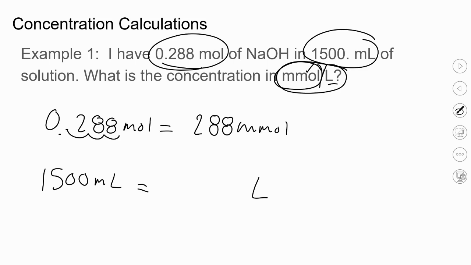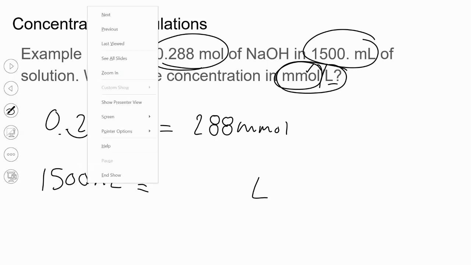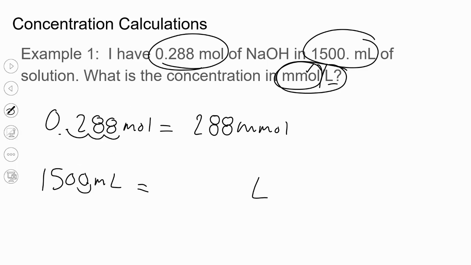How many liters is that? So we're gonna do the opposite. We'll divide by 1,000, and so we're gonna move our decimal 3 times. 1, 2, 3. Divide by 1,000. 3 times to the left, so that's 1.5 liters. Okay, so then we have a small number with a big unit equals a big number with a small unit.